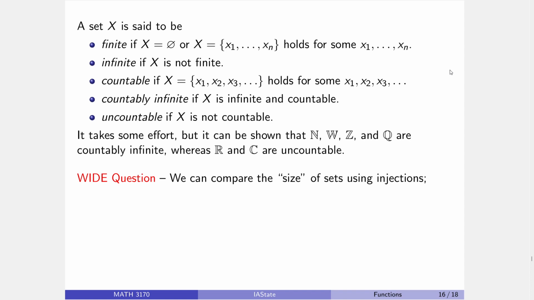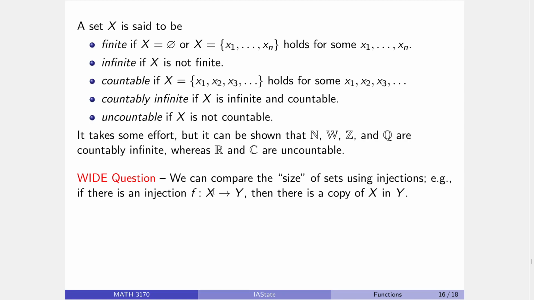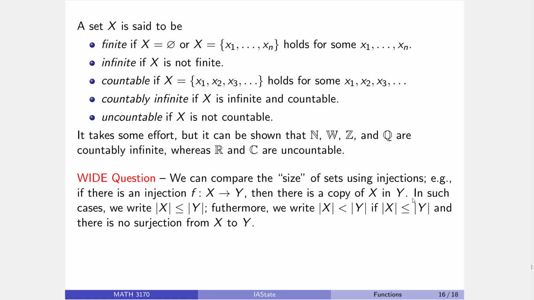So the size of sets can be compared using injections. If there's an injection from x to y, that means there's a copy of x in y, because for every element in x, there's an element in y that it uniquely maps to. We write this as the absolute value of x is less than or equal to the absolute value of y. And we make it strict if there's an injection but no surjection, so I can't form a bijection between the two. It can be shown that there is an injection from the naturals to the reals, but there's no surjection from them. That's this uncountableness here.